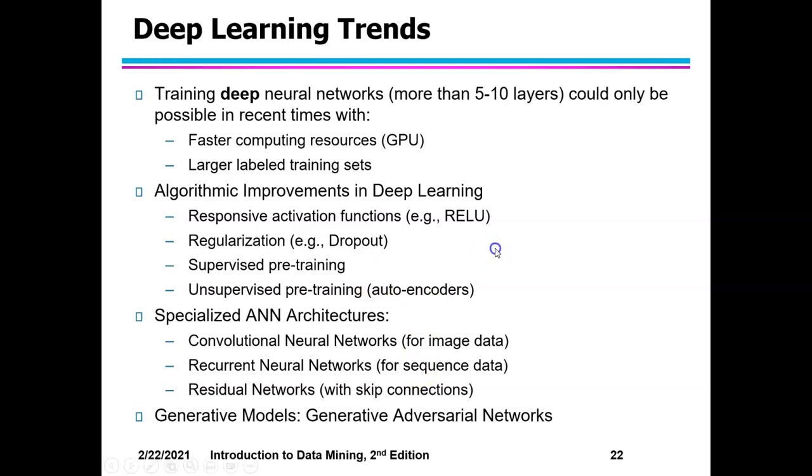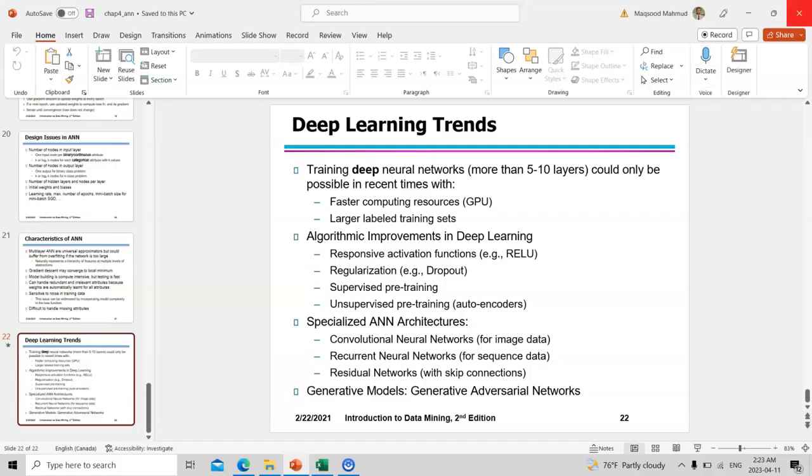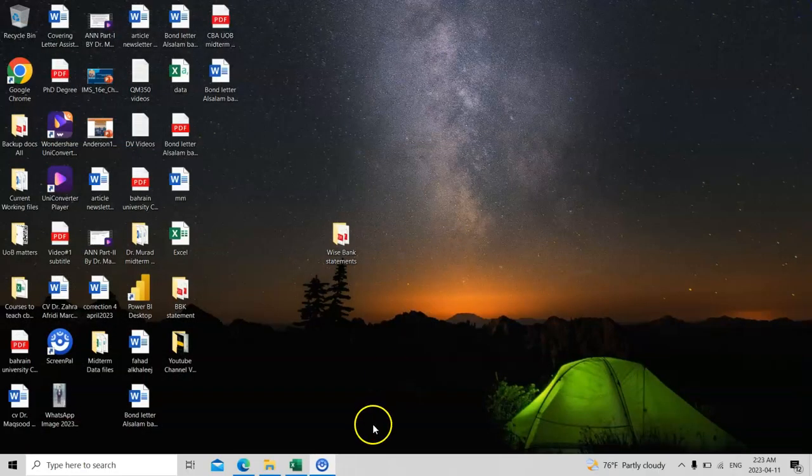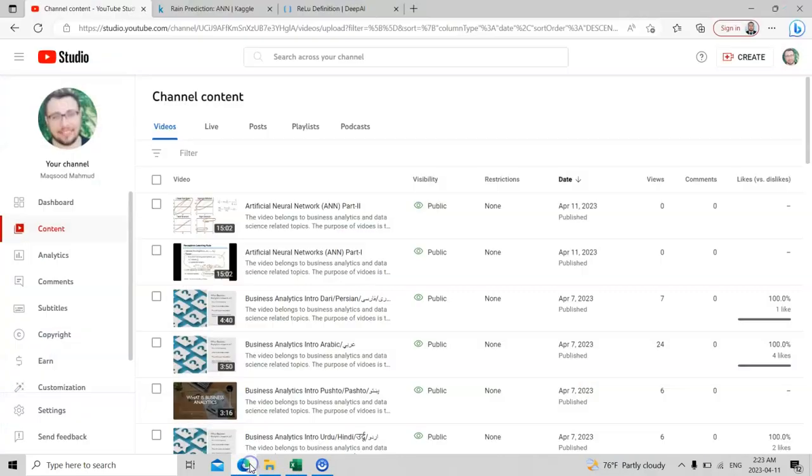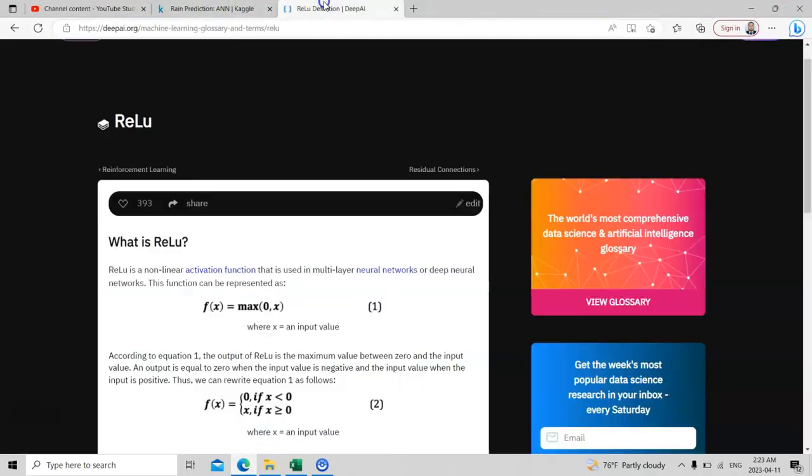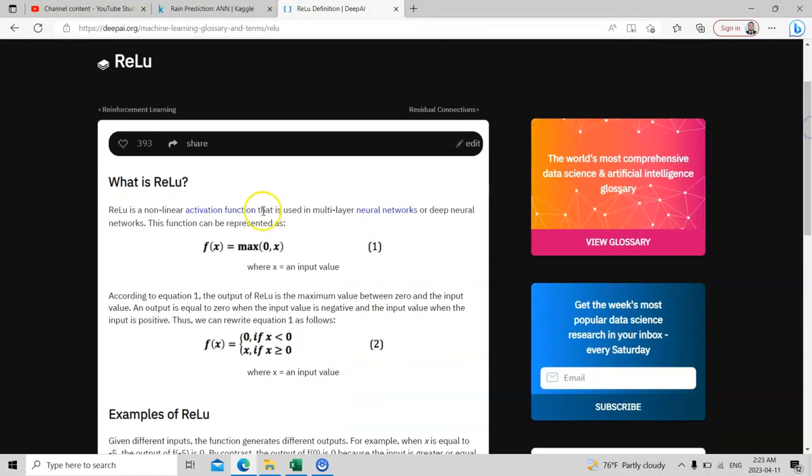Now let me show you some practical examples. Let me first show you ReLU. So what is a ReLU? Just to keep it short, ReLU is basically a function.